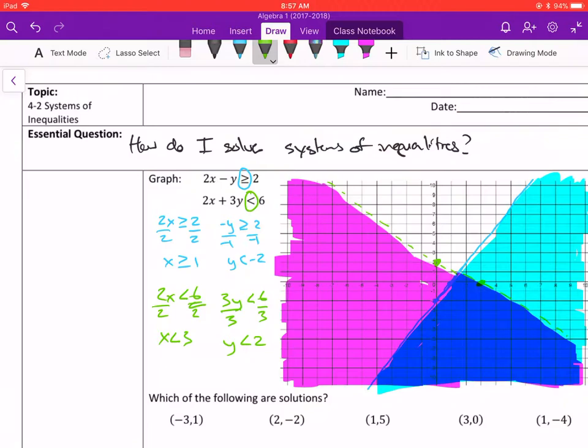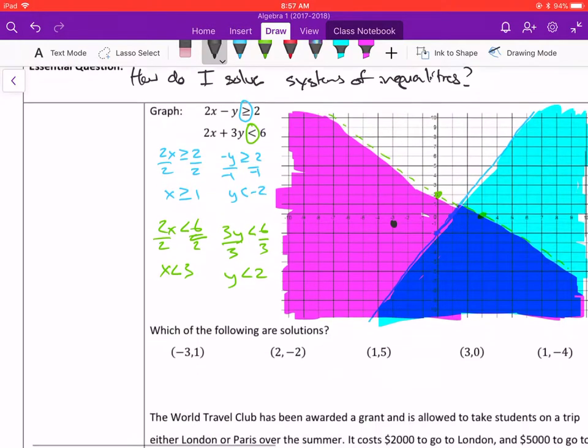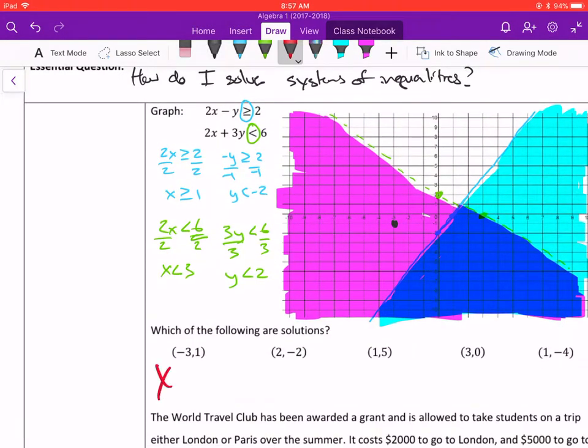Now let's figure out which of these are actually solutions. If I check -3 and 1, I'm going to go to -3 and down to 1. This is the point here. That is only in the pink shaded area, so that is not a solution. What about 2 and -2? Let's go over here. 2 and -2, so 2 and down to -2. Yes, that is a solution.